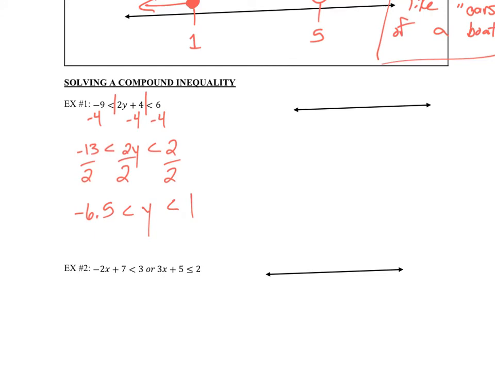Okay, so what we have now is two numbers. We have negative 6.5 and 1. So negative 6.5 is smaller, so that goes to the left, and 1 goes to the right because 1 is bigger. So now, if y is less than negative 6.5, it's an open circle. Less than means you go left. If y is less than 1, open circle, I'm going to go to the left.